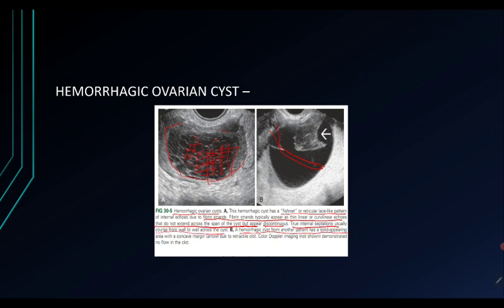Hemorrhagic cyst from another patient: it has a solid-appearing area with a concave margin. A solid-appearing area with a concave margin is a retracted clot. After hemorrhage there is a retracted clot, so it becomes a concave surface. It looks like a solid component, but it is not. And the color image also does not demonstrate any flow into the clot.